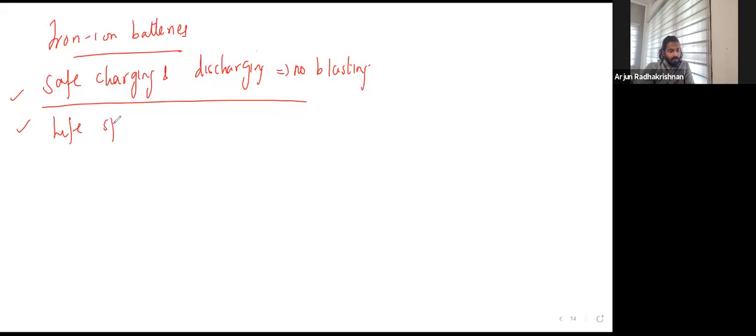It has a lifespan of 10 years. It has a slow discharge. That means once you charge it full, the discharge will be very slow. Charge will end slowly. So this is ion battery: slow discharge.